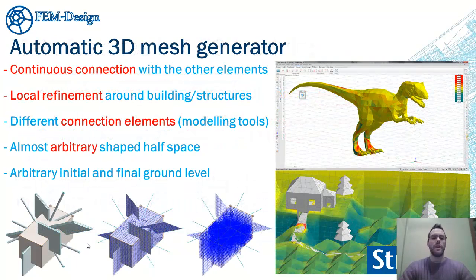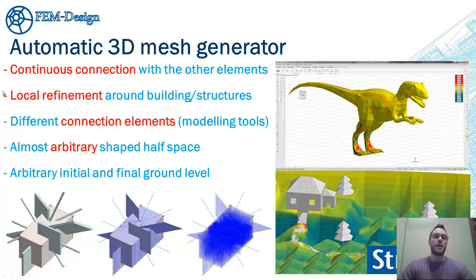So first of all, we solved the problem of the automatic 3D mesh generator. We need to make a continuous connection with other elements. So if you have a soil block and there are several plates and bars in this block, we need a continuous connection between the nodes if we would like to make a three-dimensional mesh generator. It was a very difficult mathematical problem to solve this three-dimensional mesh problem.